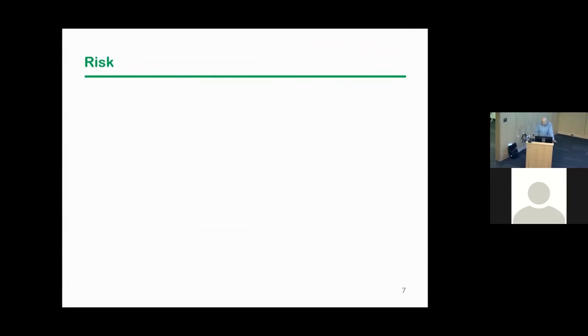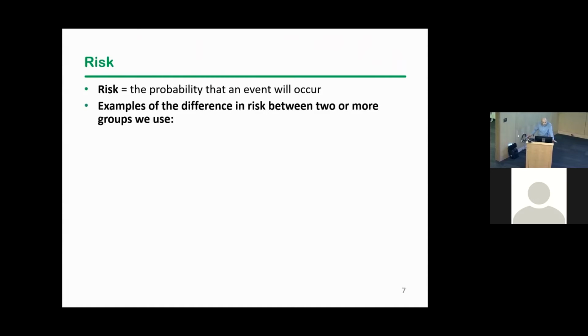Thinking about the metrics that you can calculate from a 2x2 table, the one that people almost always ask me about is the idea of risk. Risk is the probability of an event occurring in a population. So the simple formula for that is just a proportion. It's the frequency of the event divided by the total population.